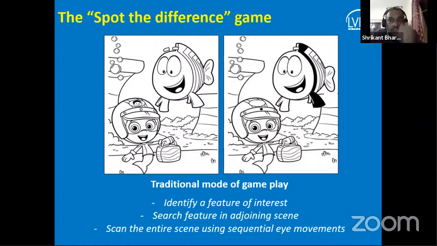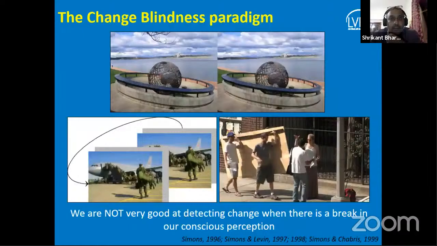And what makes this game so laborious and interesting? Why is the Spot the Difference game such a popular game during childhood or for adults? It's because we are very bad at doing this. And the idea for this comes from a very well-established paradigm in experimental psychology called the change blindness paradigm. There are different variants of this paradigm, but they all tell you more or less the same thing.